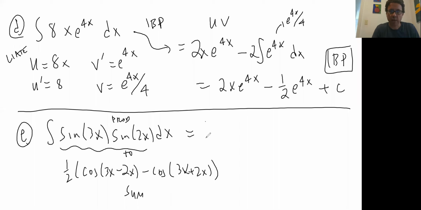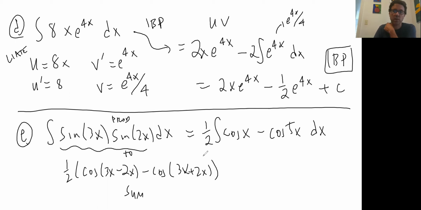So you'll have a half the integral of the cosine of x minus the cosine of pi. You just have to figure out which of these formulas it is. Two sines gives you a difference of two cosines in the formula. There are two others, but it depends if it's cosine, cosine, or sine, cosine.